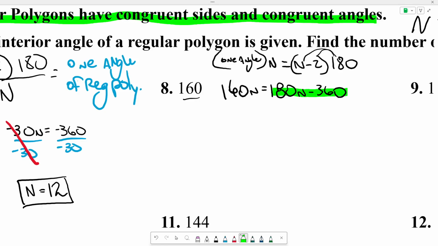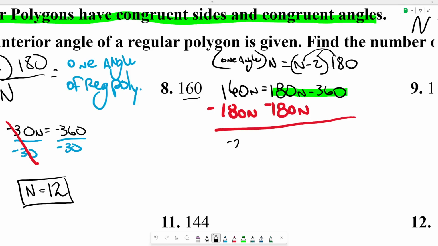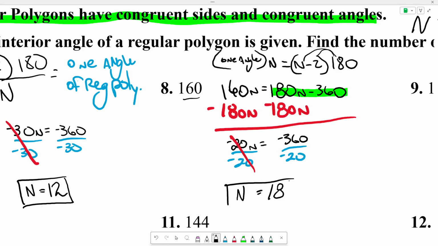Now I move my 180 to the left. And now we've got a negative 20 n is equal to a negative 360. And we've got to divide both sides now by negative 20. I see that the negative 20s divide out making 1, leaving n. Over here, negative 360 divided by a negative 20 tells me that this one has 18 sides. It's an 18-sided regular polygon.